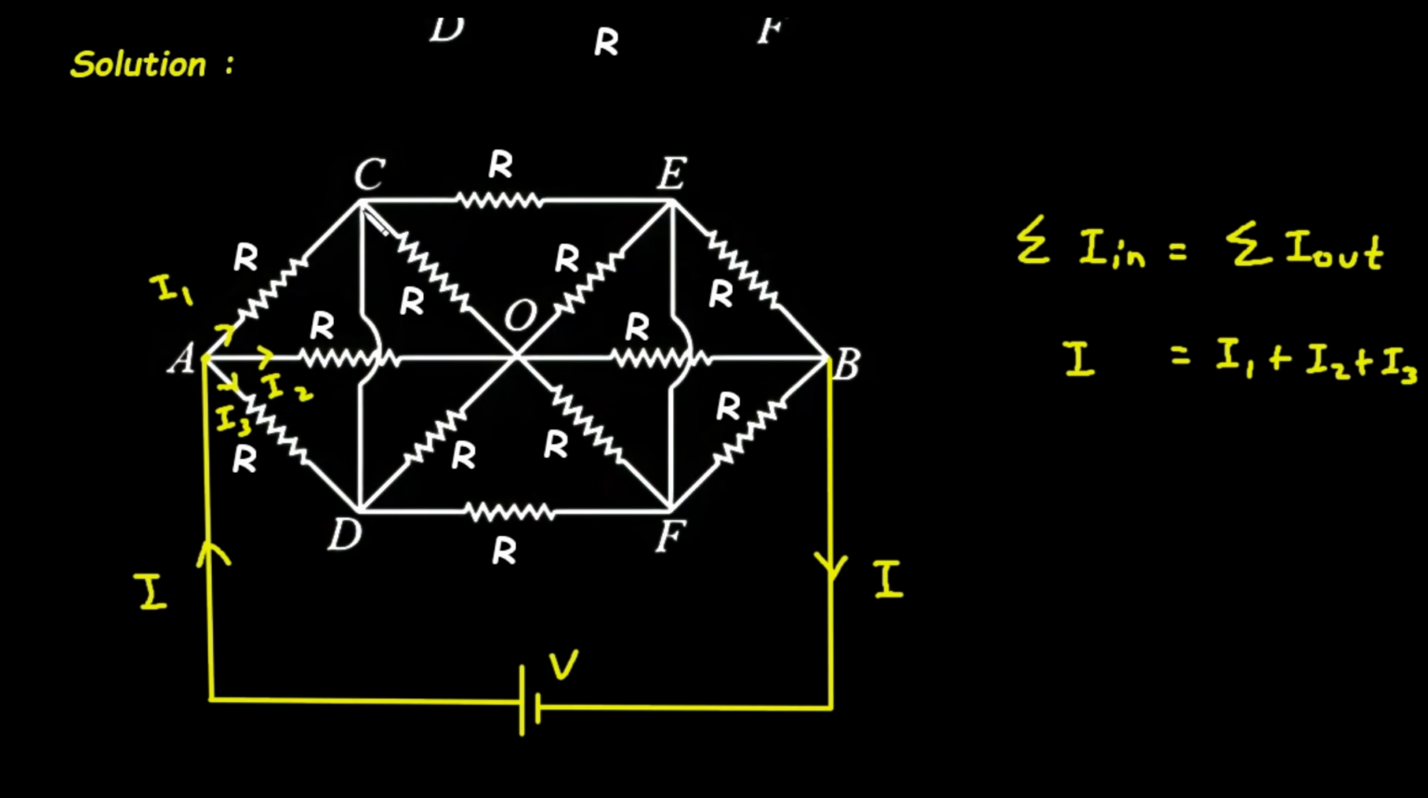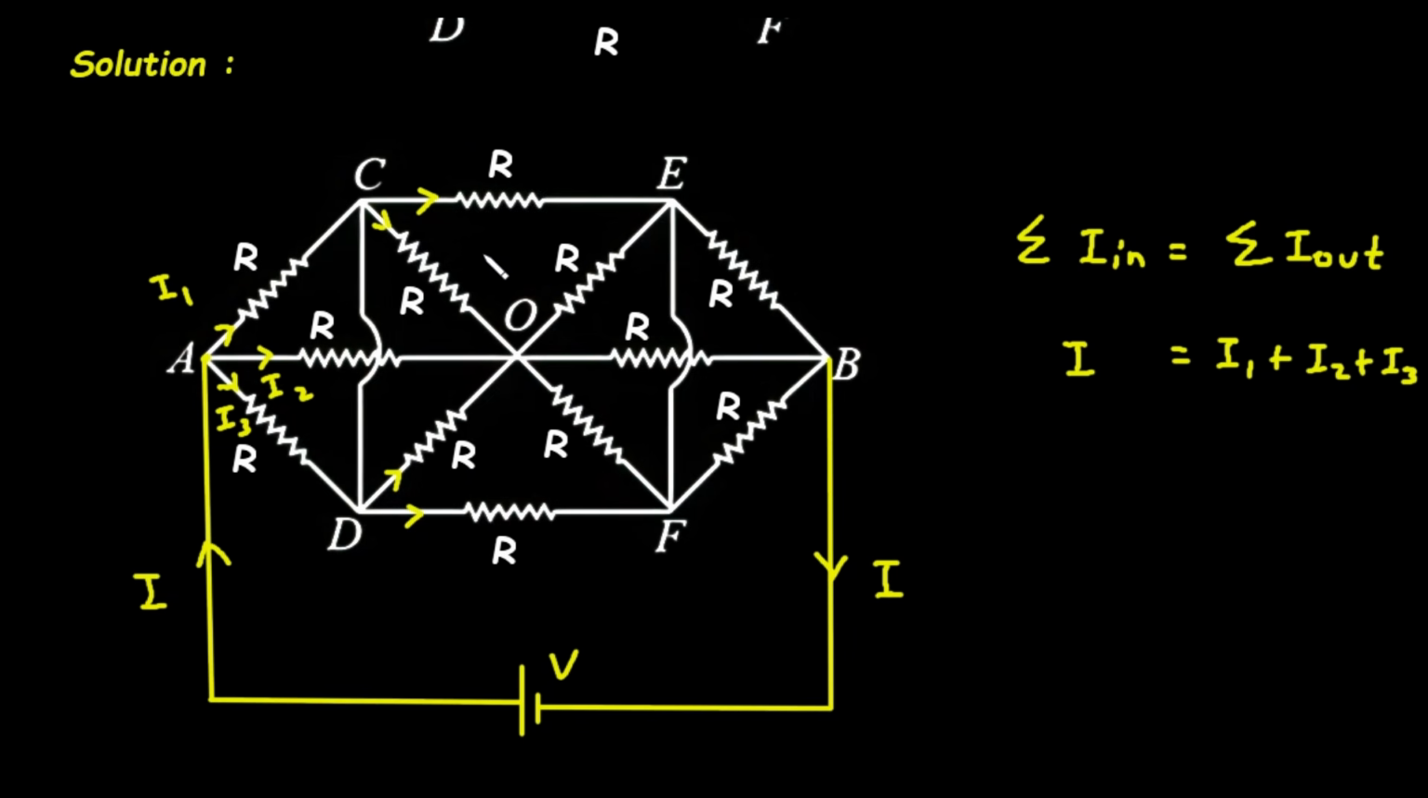Now this I1 will go through this. Here C and D are short circuited, so it is the same node. And also E and F are the same node. This I1 will flow through and then go to the resistance between C and O, and similarly some current will flow between C and E. Similarly, this I3 will go to the resistance between D and O, and it will go between D and F.